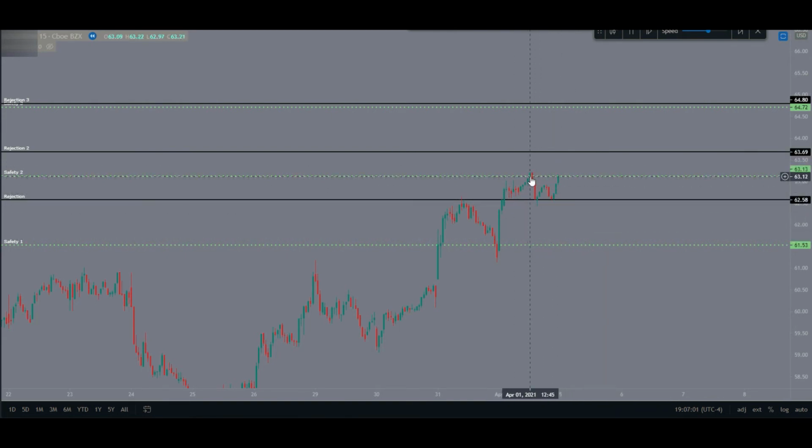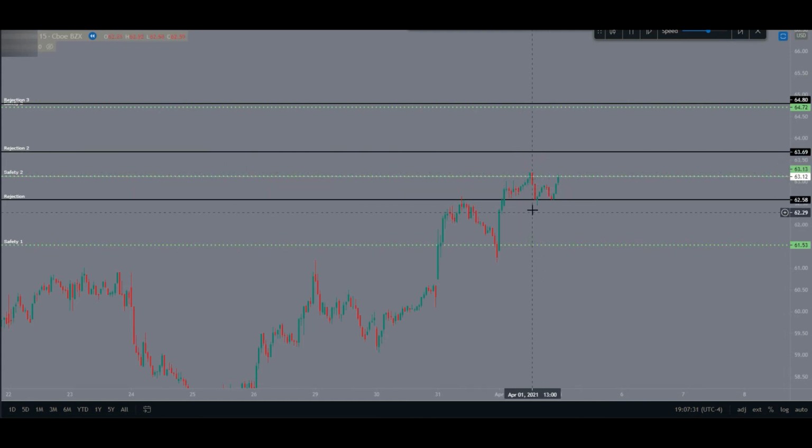Now we hit our target, and what happened here is people took profit. We reached our safety number two. We went from safety one to safety two. The traders that were trading this target reached it, and they took profit. So when they took profit, selling came in at that point in time.